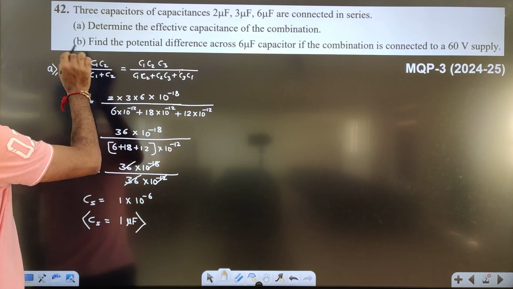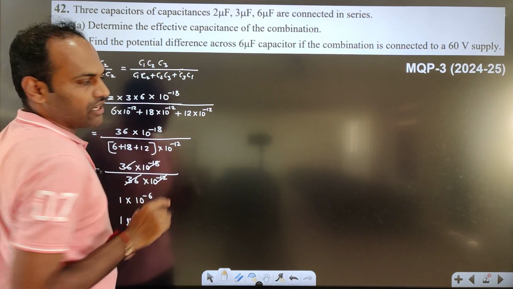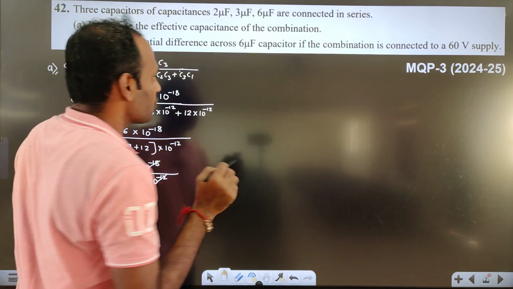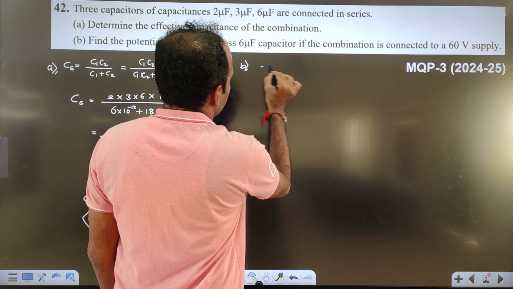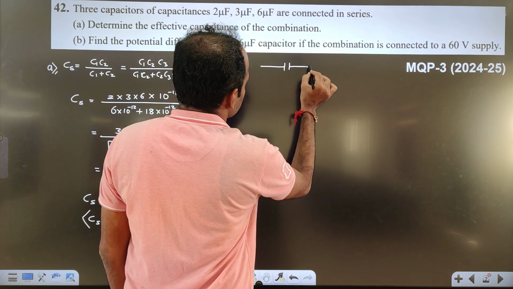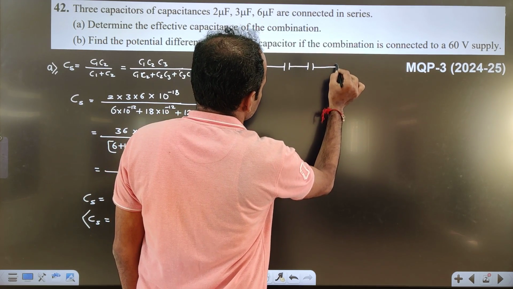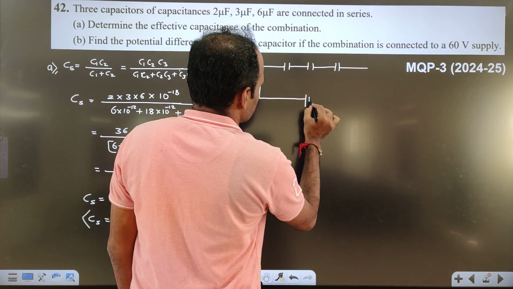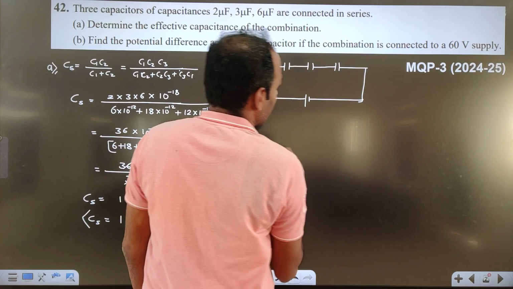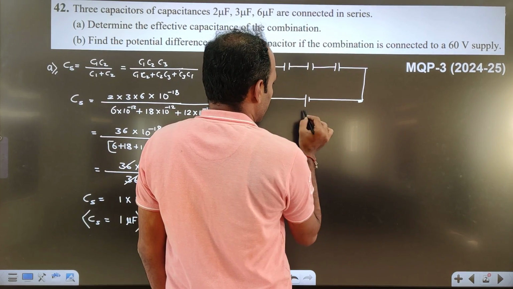Next, question number b: find the potential difference across the 6 microfarad capacitor. So these three are in series. Here we have to find the voltage of the 6 microfarad capacitor. What is the voltage across the 6 microfarad capacitor? Okay, these are the 3 capacitors connected in series, right? And they have connected a 60 volt battery here.